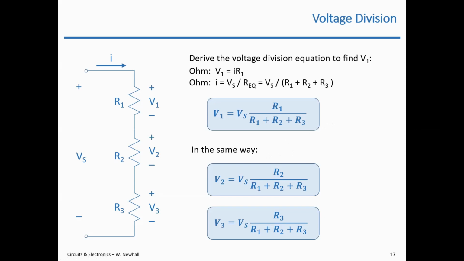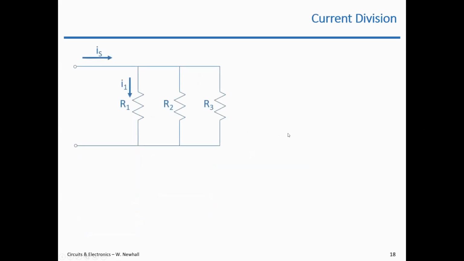Let's talk about current division. So current division is going to describe how current splits up among parallel resistances. Okay, so let's derive an equation for the value of I1 if you know IS and all these resistance values.